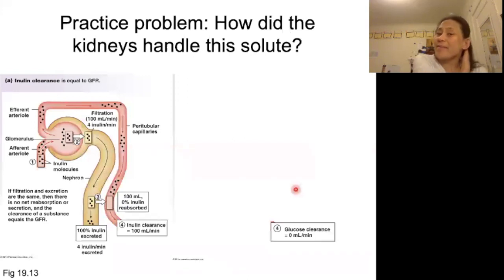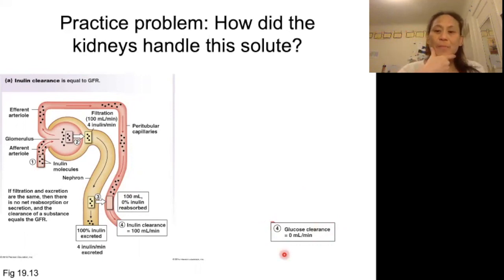Okay, so let's apply this principle that I just went over. These are really the same examples as you saw before, but what I'd like to do is to use that principle of comparing our clearances to determine the renal handling of our solutes, okay? So looking over here, this is kind of our control condition. Inulin clearance is 100 milliliters per minute, which means that GFR is 100 milliliters per minute, okay? If we compare that to glucose, which has a clearance of 0 milliliters per minute, what does that say about how the kidneys handled glucose?